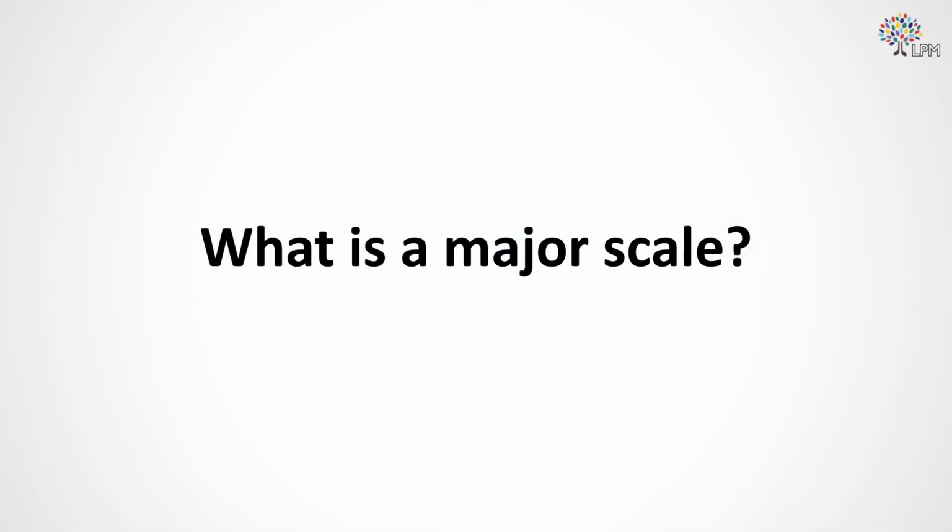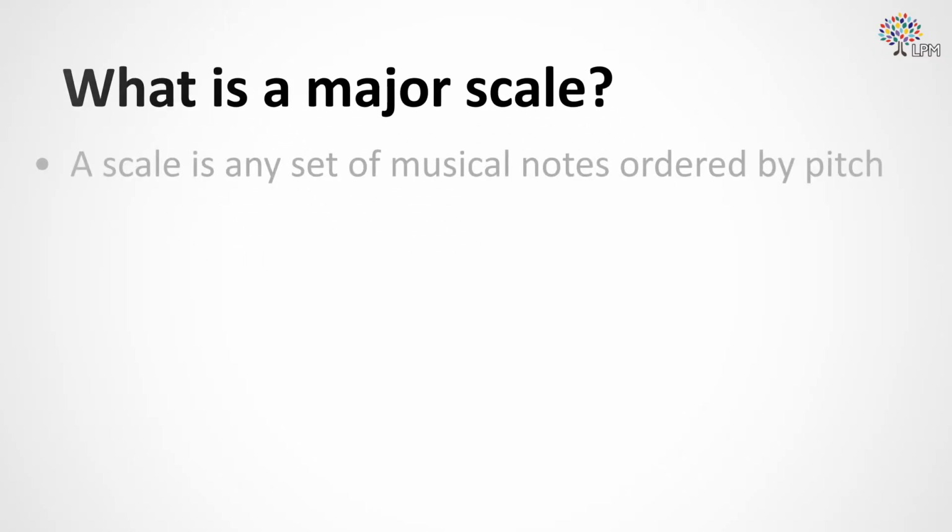What is a major scale? A scale is, strictly speaking, any set of musical notes ordered by pitch. A scale that goes up in pitch is an ascending scale, and a scale that goes down in pitch is a descending scale. In most classical music written between about 1650 and 1900, the melody and harmony of a musical work, or each section of one, is mostly based on the notes of a single scale.